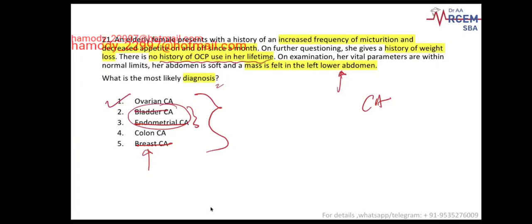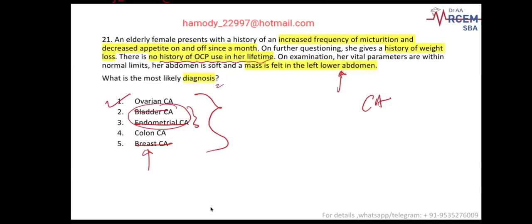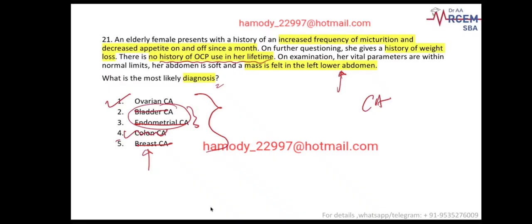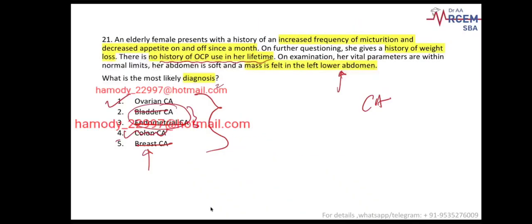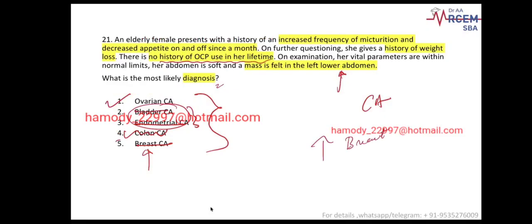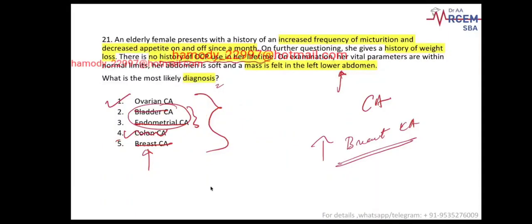Colon CA usually will present with bleeding per rectum or constipation or a bowel obstruction. Those symptoms are not here. That's why we rule out a colon CA. Remember that if someone takes OCP, it is protective against an ovarian CA, but it increases the rates of breast CA. Someone who takes the OCP has increased rates of breast CA.